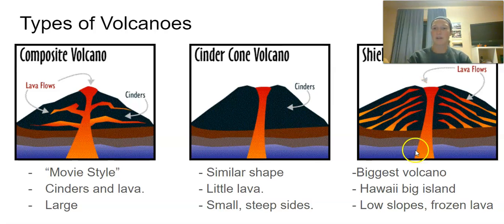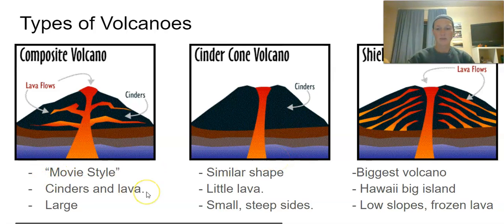Now the shield volcano is going to be the biggest kind of volcano. These are what the Hawaiian Islands are made up of. It's going to have lower slopes. Remember we talked about slope, it's the steepness of something. Inside, it has frozen lava, which is kind of cool. That lava cools and hardens, and that's what makes the shield volcano so big.